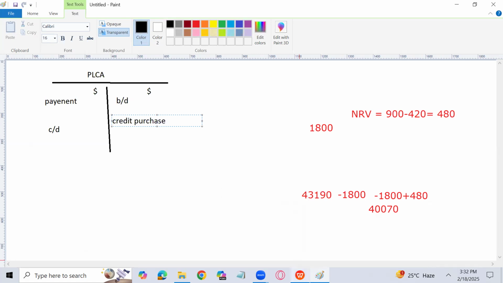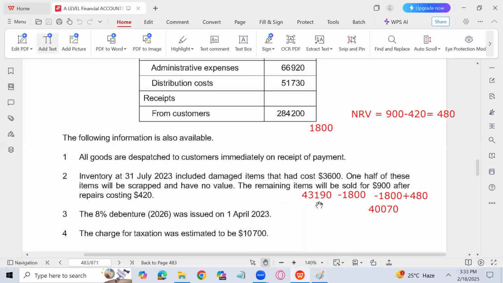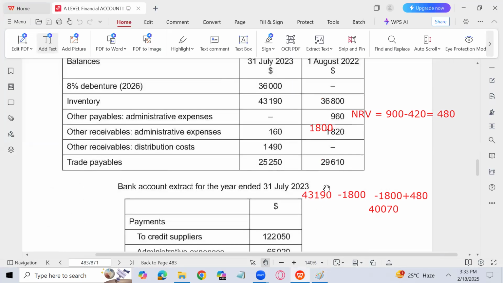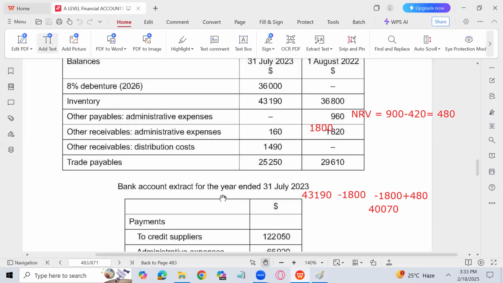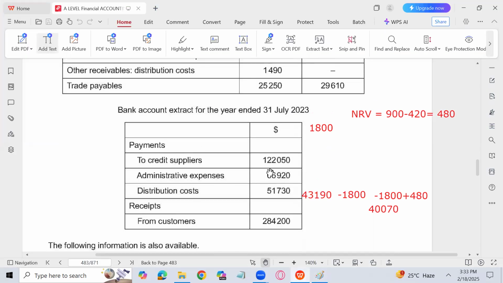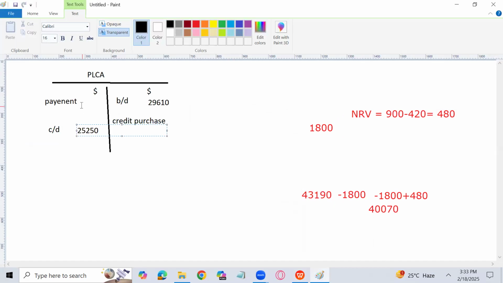So let's see what is the brought down of trade payables. Purchase return, sales return is not given. So brought down of trade payables is 29610 and carried down is 25250. So I will write here 29610 and carried down 25250. Payment to trade payable to credit suppliers is 122050. So I will write here payment to trade payable 122050. No purchase return, no discount received has been given, so I can find the credit purchases.